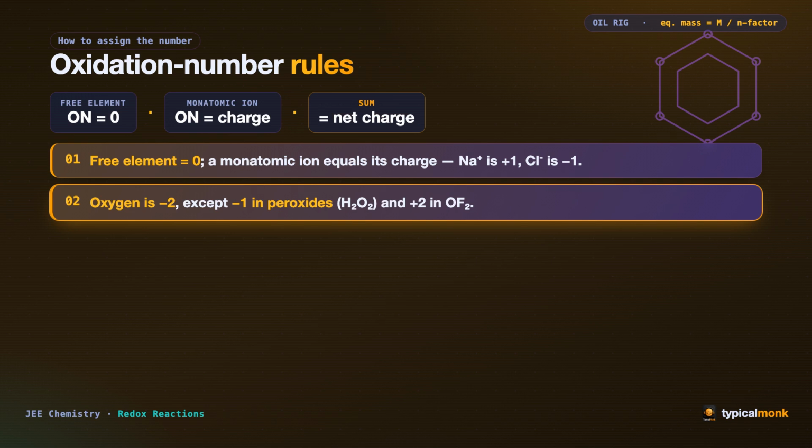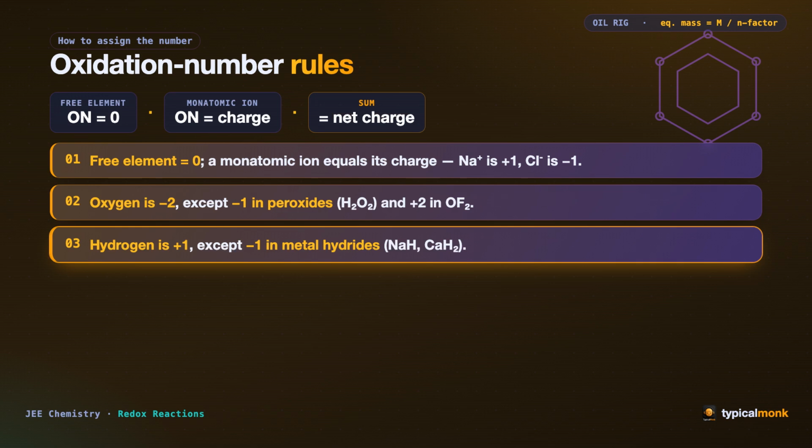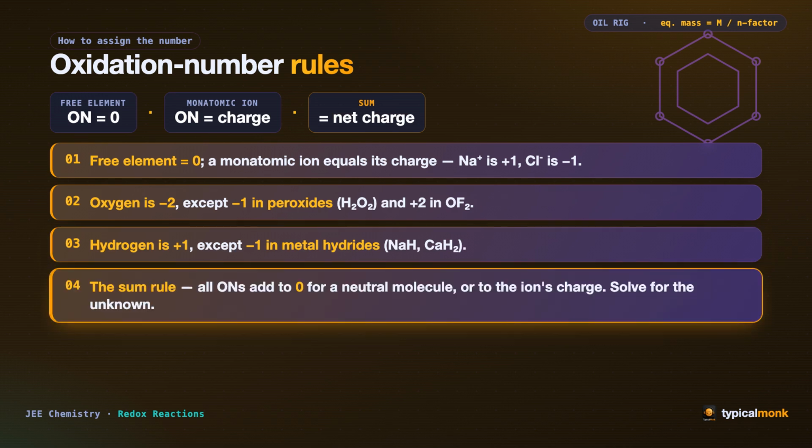Oxygen is -2, almost always. The exceptions to remember are -1 in peroxides, like hydrogen peroxide, and +2 in oxygen difluoride. Hydrogen is +1, almost always. The exception is -1 in the metal hydrides, like sodium hydride and calcium hydride. And the sum rule closes it. All the oxidation numbers add up to 0 for a neutral molecule, or to the ion's charge for an ion. Set that sum and solve for the one unknown.